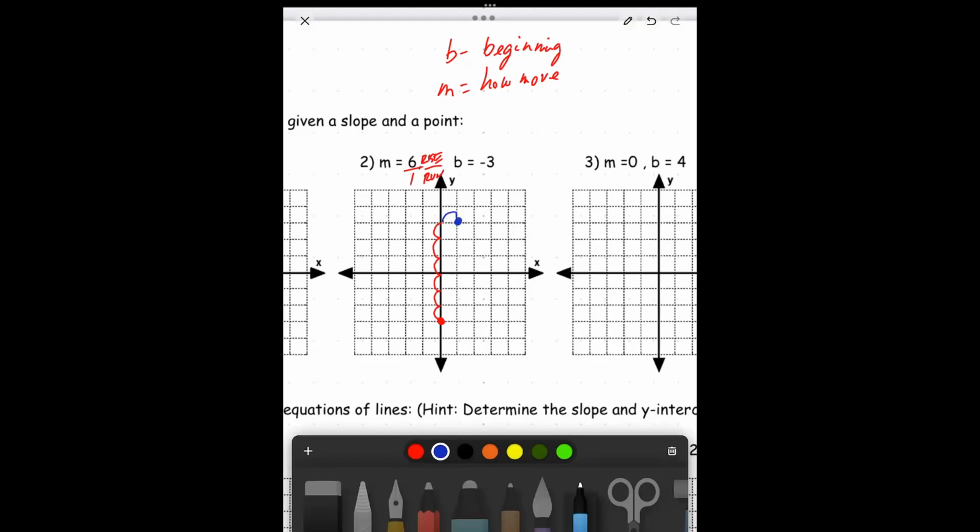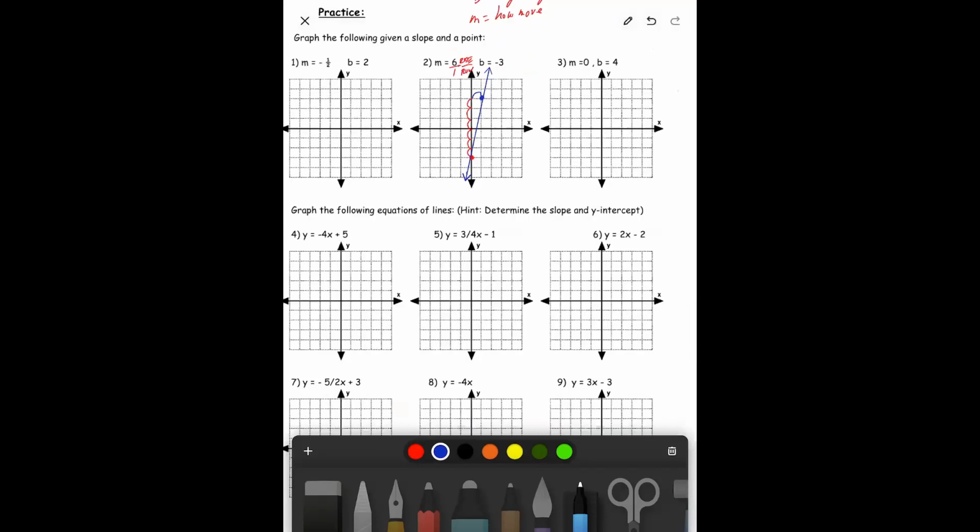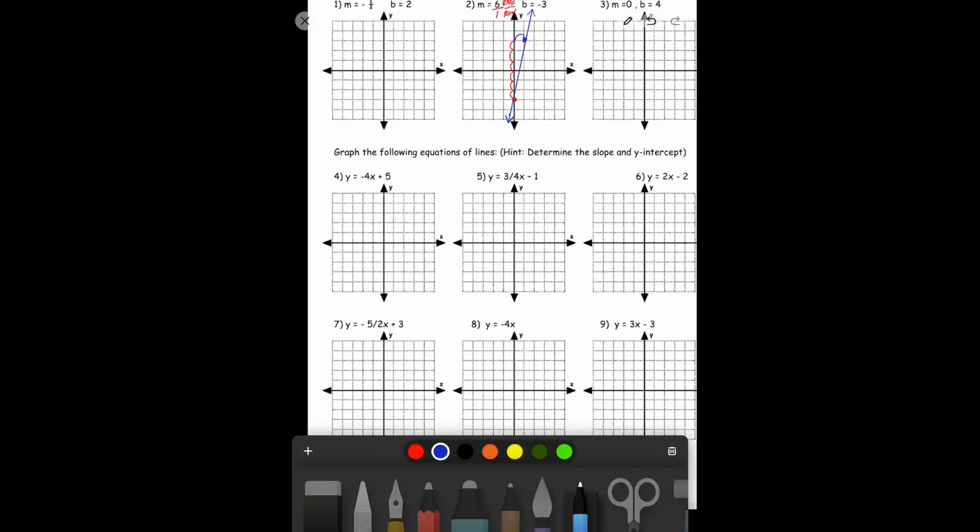Now that I have 2 points, I can draw a line through those 2 points. Well, let's see if I can do a little better than that. I can draw a line through those 2 points. That's not good either. One more time. Okay, I'll just leave it there. And that's the line that has a y-intercept of -3 and a slope of 6. Yep, that's it.